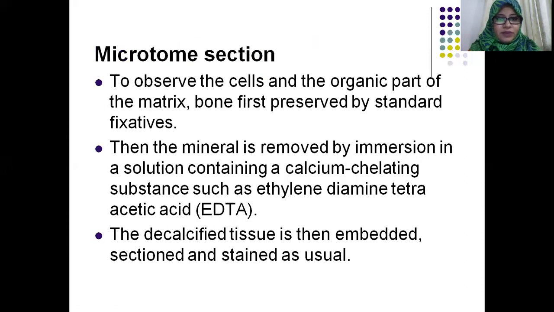Among them, one of the main steps is the decalcified section, by which we can observe the cells and organic part of the matrix, and for that we have to first preserve the bone by standard fixatives. Then the mineral is removed by immersion in a solution containing a calcium chelating substance such as ethylenediaminetetraacetic acid, also known as EDTA. The decalcified tissue is then embedded, sectioned, and stained as usual.